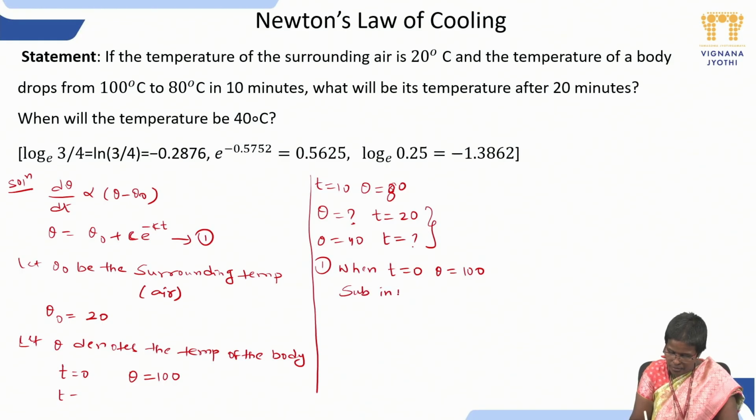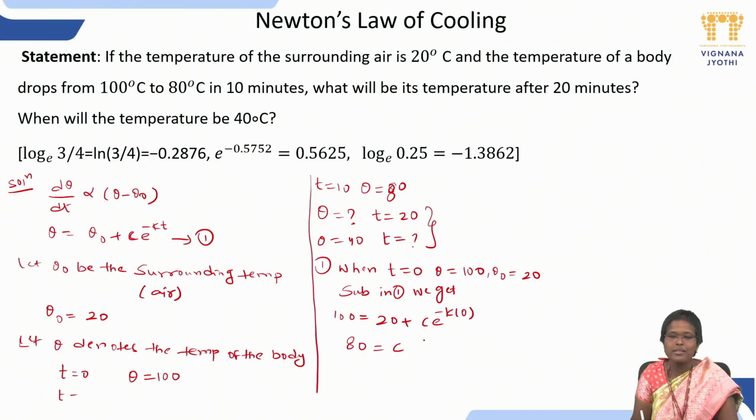Substituting in 1, we get, and also we are having theta naught is 20. Okay. 100 equals 20 plus C e power of minus k into t value 0. Okay. If we bring this one, 100 minus 20 is nothing but 80. C e power of minus k into 0 is nothing but 1. So, we got the C value 80.